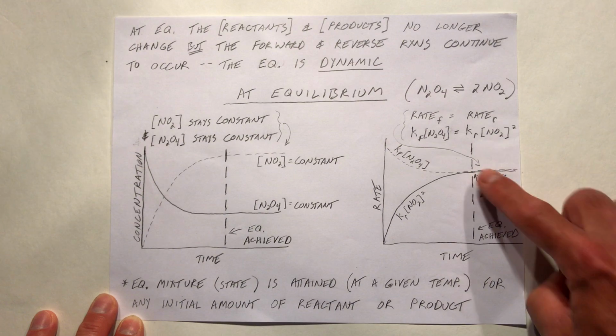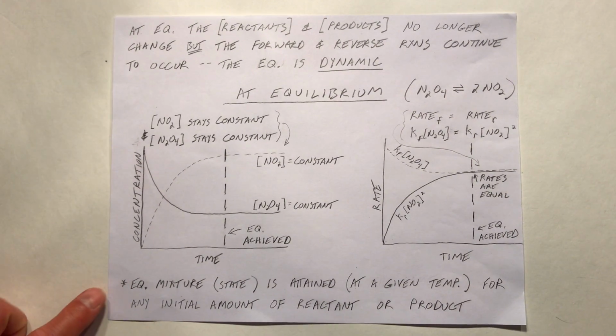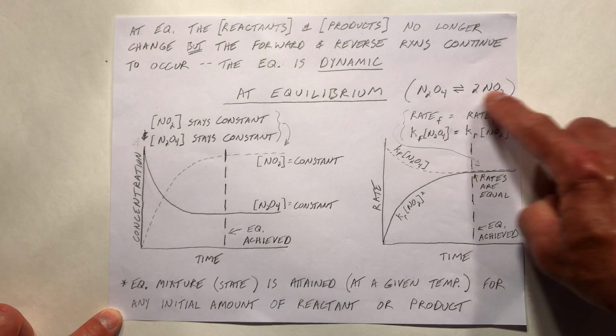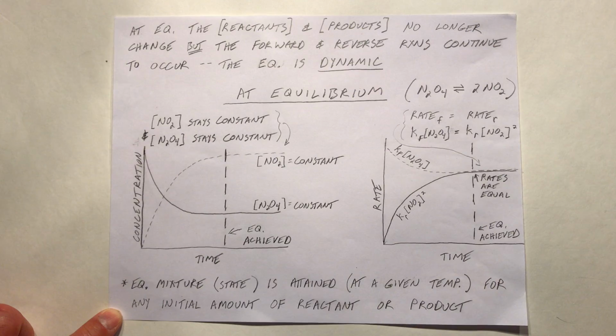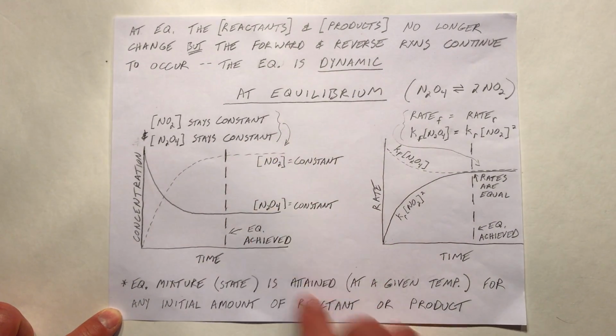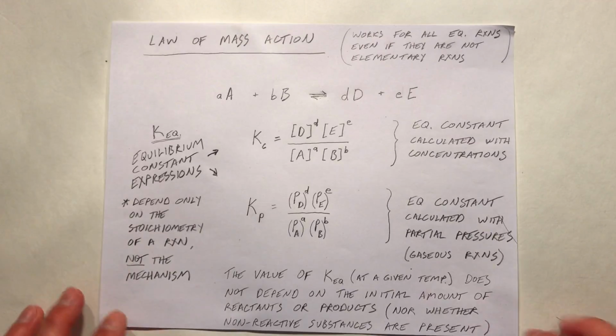Now, the point where those two rates become equal is also temperature dependent. So an equilibrium mixture or equilibrium state is attained at any given temperature for any initial amount of reactant or product. So it really depends on what reaction is occurring, what chemicals are involved in the reaction, and it depends on the temperature as to where the concentrations flatten out on this graph and where the rates become equal on that graph. In other words, where the equilibrium state is achieved.